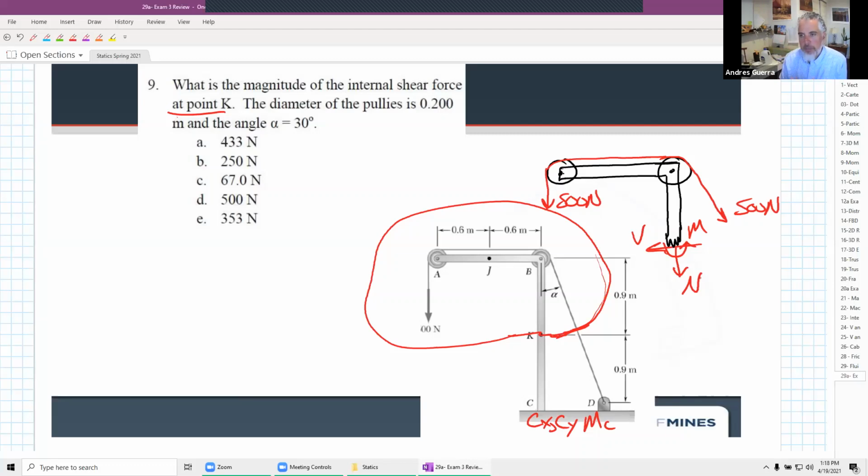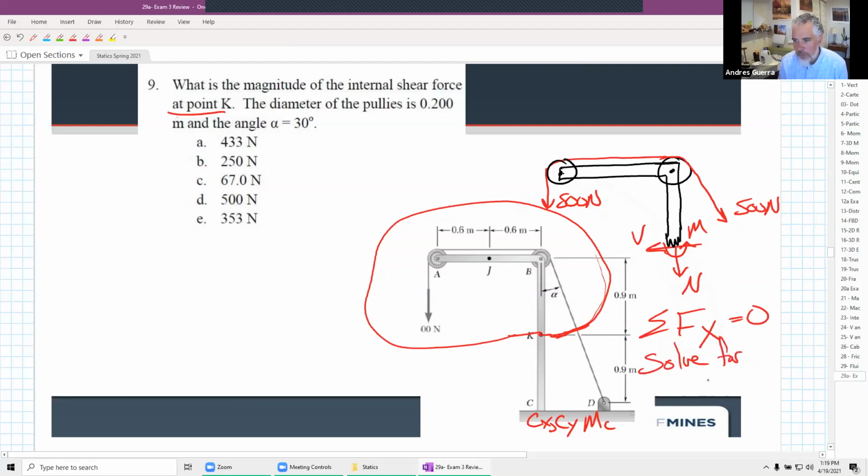If it's a vertical member, we know that you have to define the sign yourself. Define what's the top and what's the bottom. For us, if we're going to do anything with a vertical, we're just going to ask for the magnitude. So here's our FBD. It's got a 500 Newton, another 500 Newtons. We can sum forces in the X direction equal to 0, and we can solve for V there.